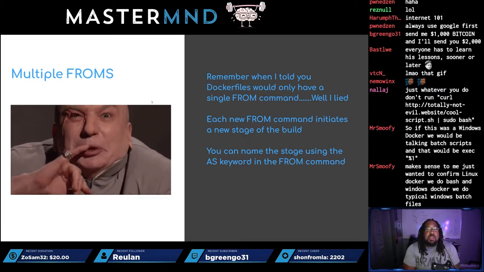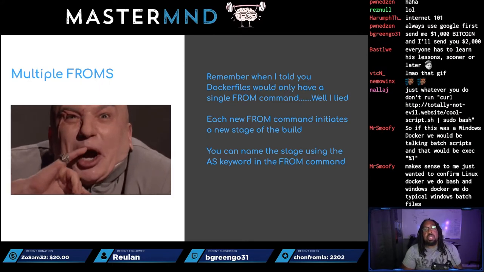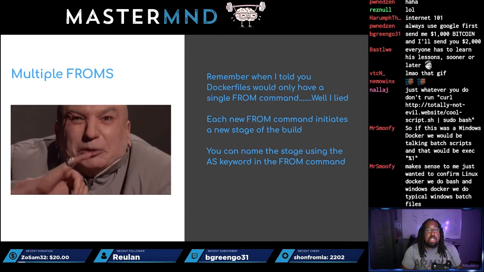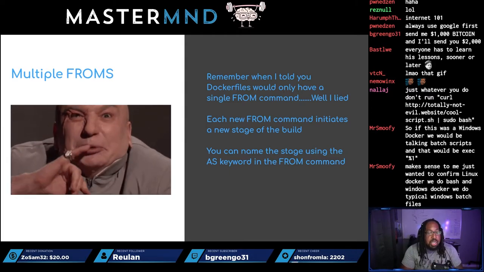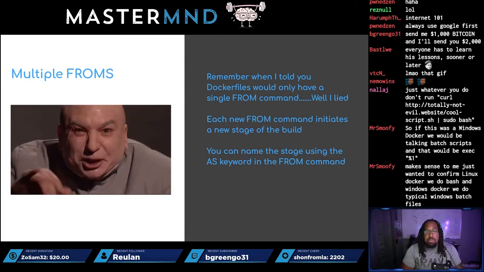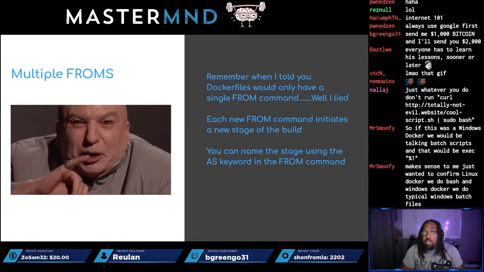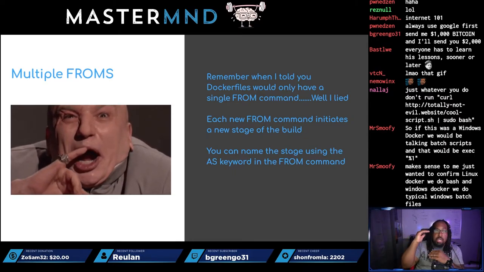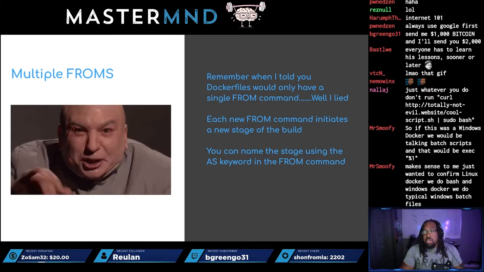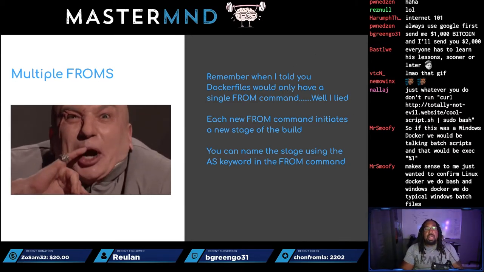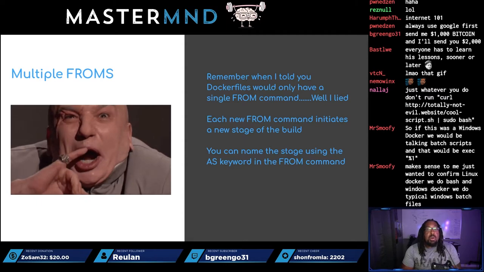So remember when I told you Dockerfiles would only have a single FROM command? Well, I lied to you, and I lied to you on purpose. Again, I think this concept is still pretty important. They used to only contain one FROM command until Docker 17, but I lied to you. Each new FROM command is what initiates the new stage of the build. So you do FROM, you do your Dockerfile stuff with all your build information in there, and then you initiate another FROM command. What that does is start a whole new process, kind of ignoring the things that have been built before this, but you can retain some of that information.